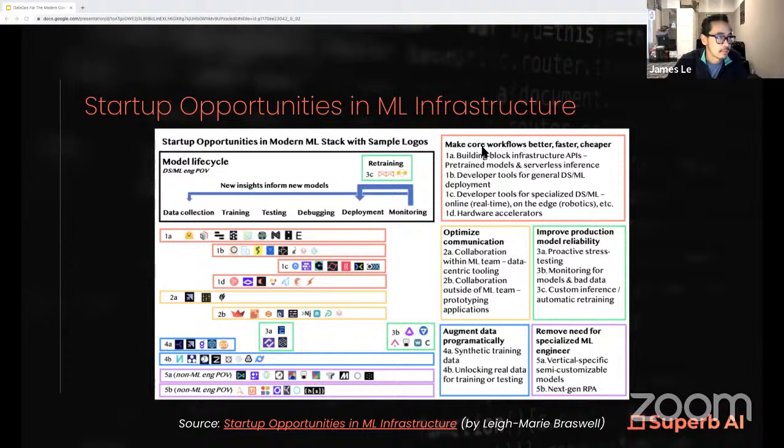So we have tooling that can make core workflows better, faster, and cheaper. We have tools that optimize communication. We have tools that improve production model reliability. We also have tools to augment data programmatically, as well as tools to remove the need for specialized ML engineers. So these categories are meant to deal with some of the existing mainstream ways of doing machine learning, right?